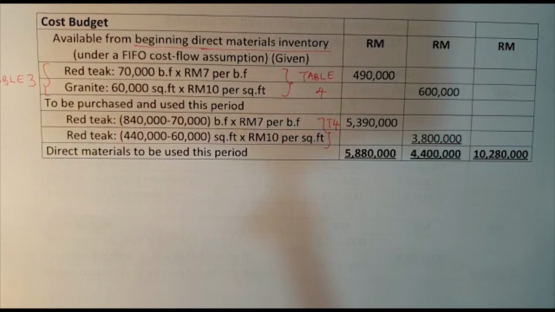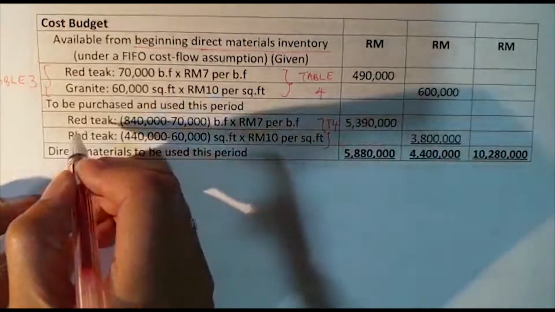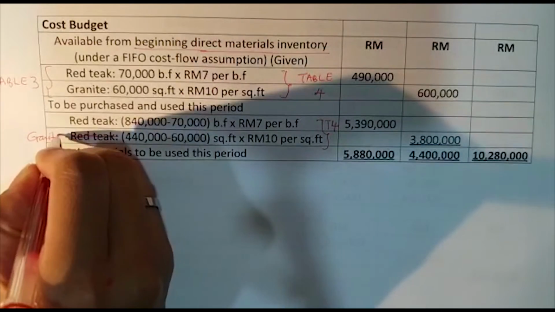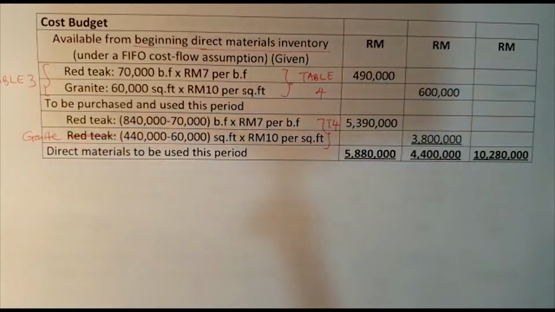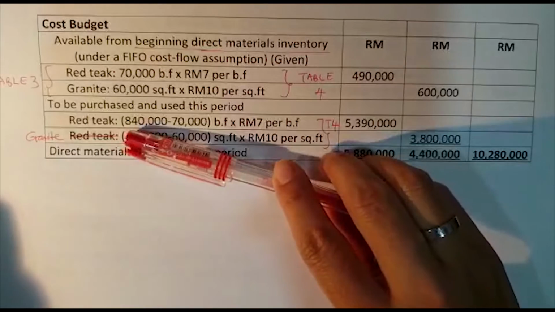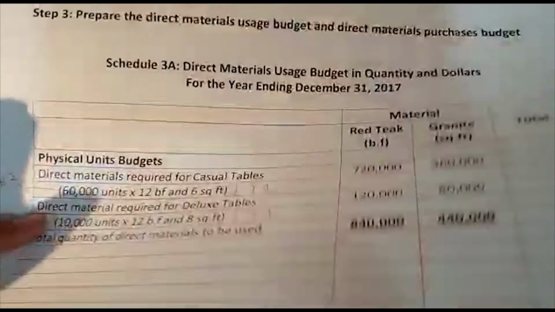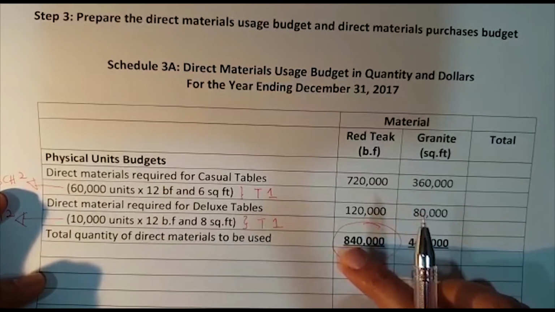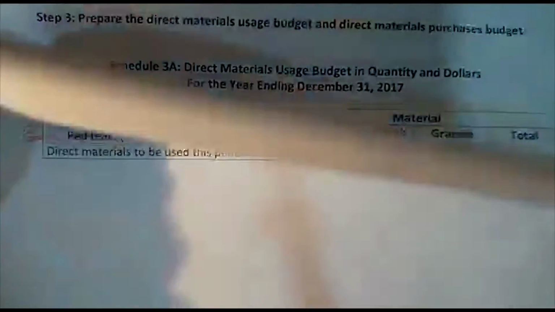Okay, so sorry, I think it's a mistake here. It's not red tick, this is granite here. I'm sorry for the mistake. Red tick here, the total amount that we need is 840,000 as we calculate here. All right, basically this is the amount that we need, 840,000 board feet.